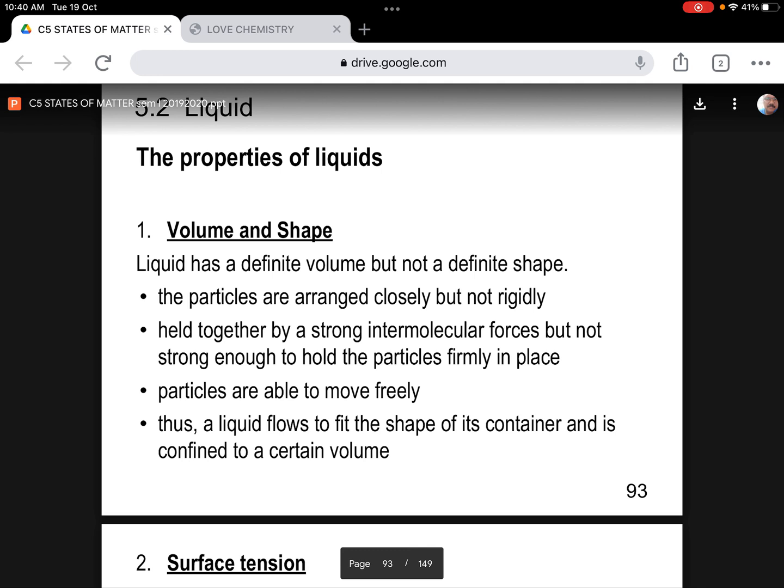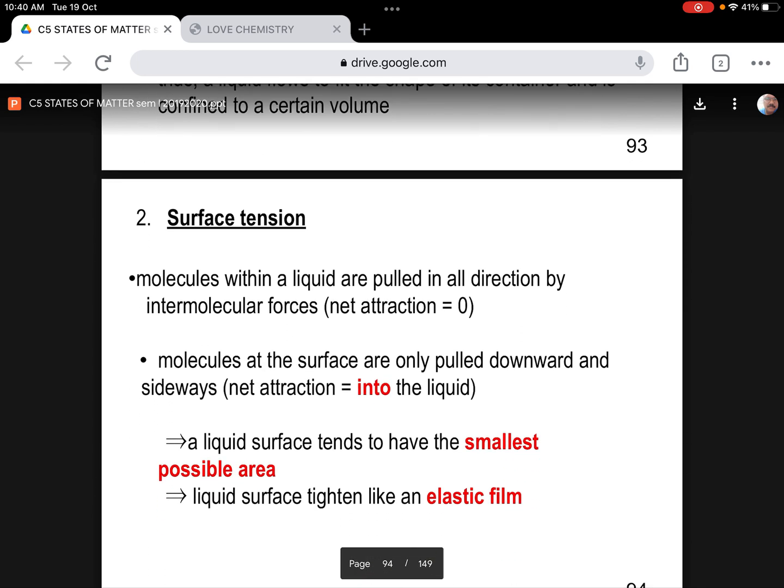Liquid has a definitive volume but not a definitive shape. The particles are arranged closely but not rigidly, held together by strong intermolecular forces but not strong enough to hold the particles firmly in place like solid. Particles are able to move freely compared to solid. Thus, a liquid flows to fit the shape of its container and is confined to a certain volume.